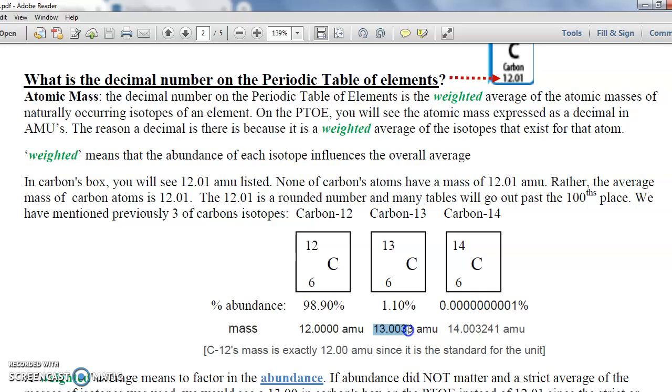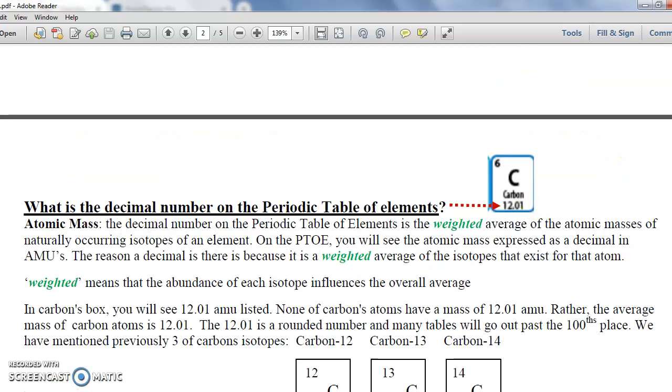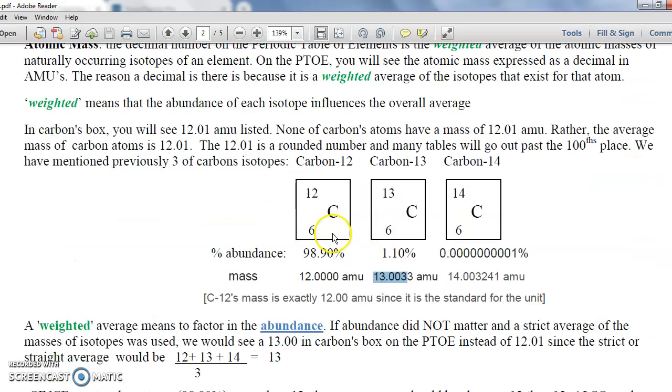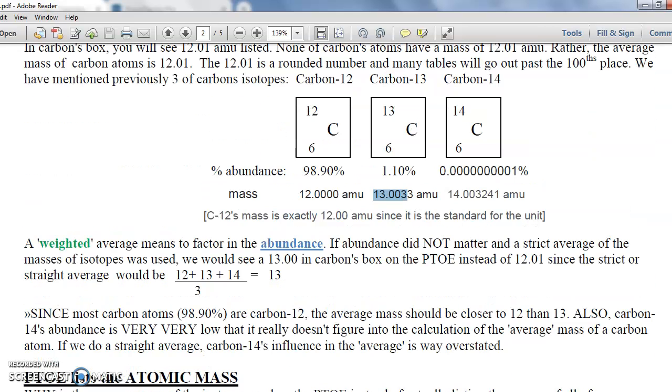Carbon-13's mass is 13. So when we look at the 12.01 in carbon's box, the reason it's so close to 12 is because 98.9% of the carbons have that mass. The reason it's slightly more than 12 is that 1 out of 100 or so have 13.003 as the mass. So a weighted average depends on how many are there. If it didn't, we would expect the average mass to be 13. Why? One of them's 12, one of them's 13, one of them's 14.